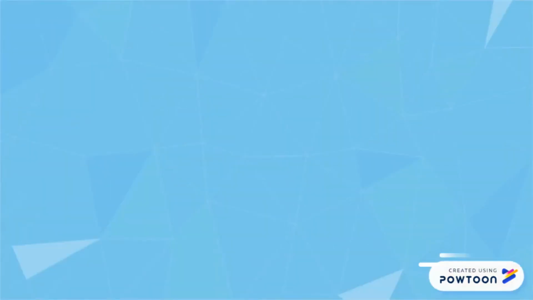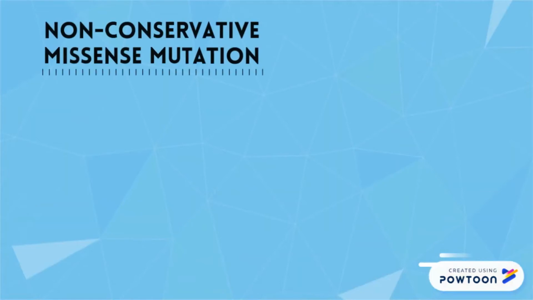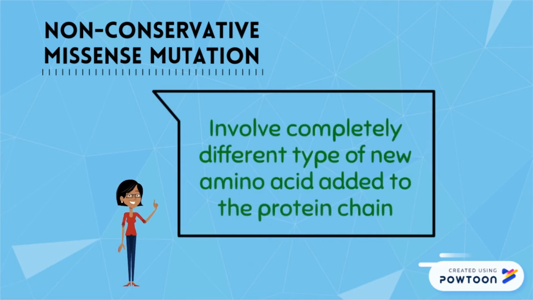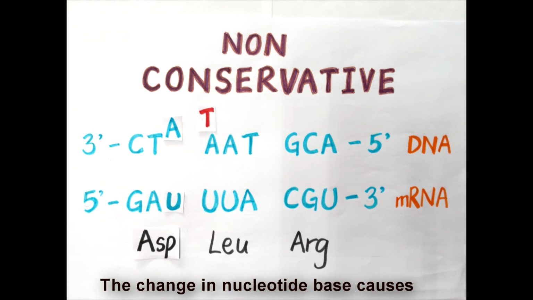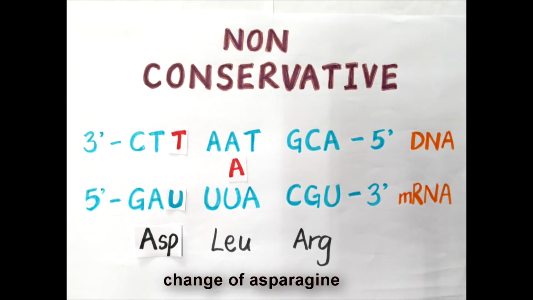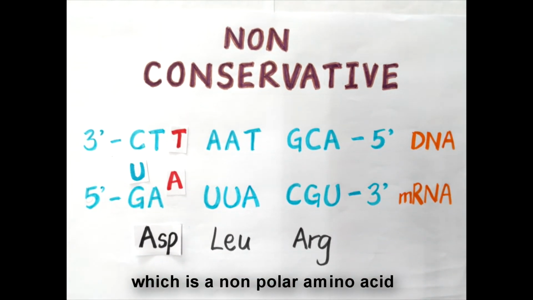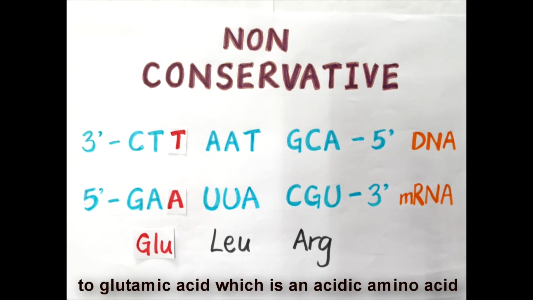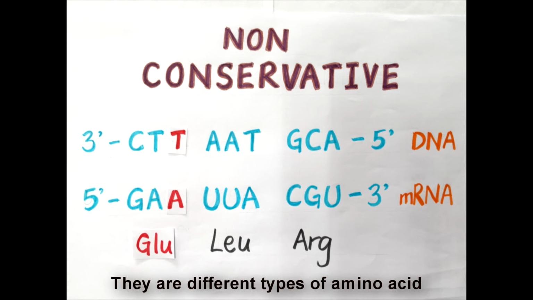The second type of missense mutation is non-conservative. Non-conservative mutation involves a completely different type of new amino acid added to the protein chain. For example, the change in nucleotide base causes change of asparagine, which is a non-polar amino acid, to glutamic acid, which is an acidic amino acid. There are different types of amino acid, and this will cause severe effect on the final protein synthesis.